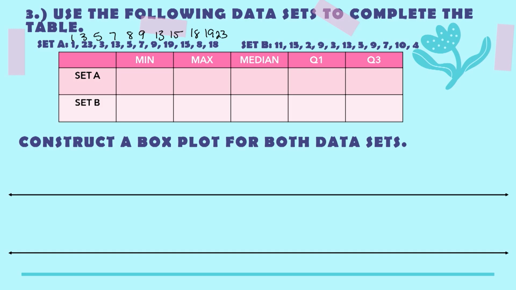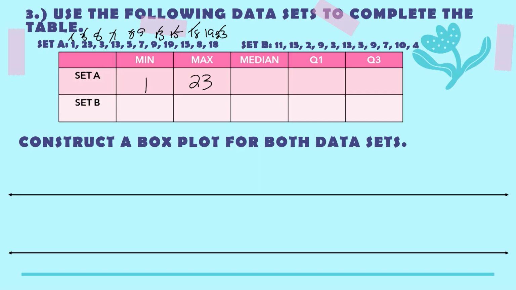So I need to find my min. That would be 1. My max would be 23. Let's go ahead and find the median. I'm going to take these, add them together and divide by 2, and I am going to get what? Let's see. 1, oh, no, that's incorrect.